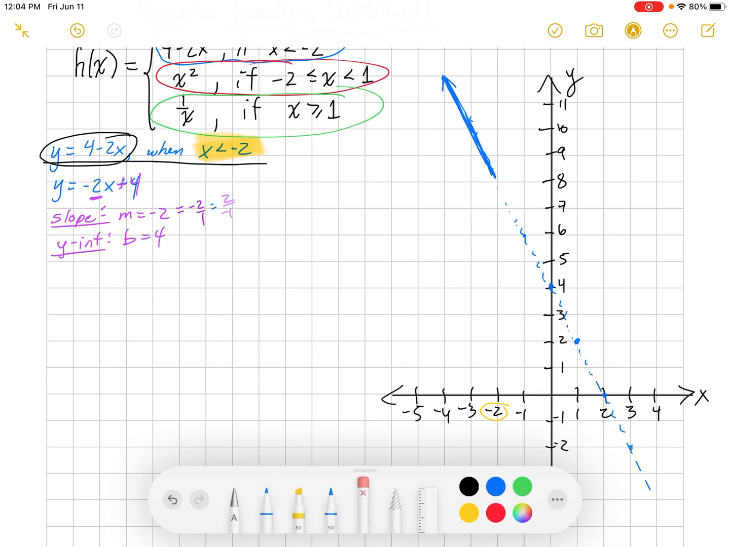Now, at negative 2, I'm actually going to put an open circle there. Well, goodness gracious, this thing is just falling apart. Why does it do that? So we had this bit of line here going up and to the left, and then we have an open circle when x is negative 2 on the graph. Okay, let's get rid of all this other blue stuff.